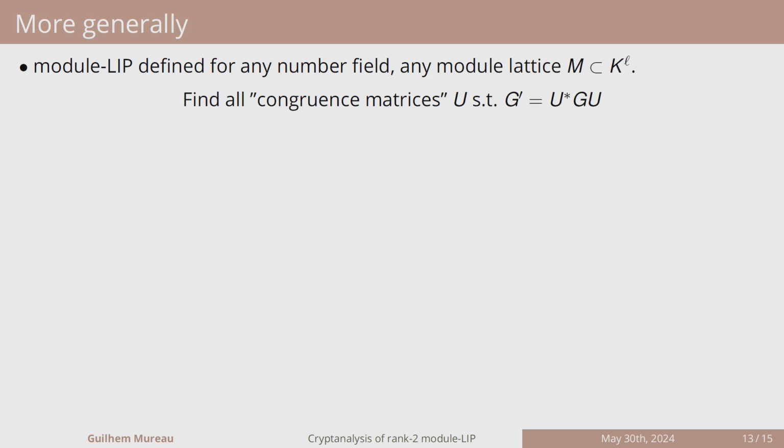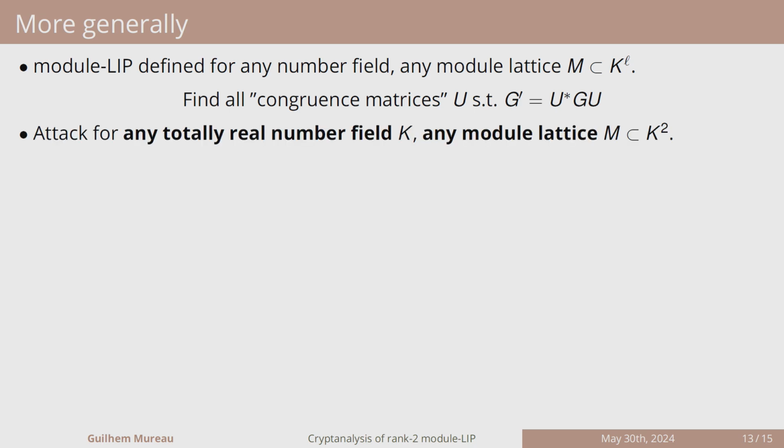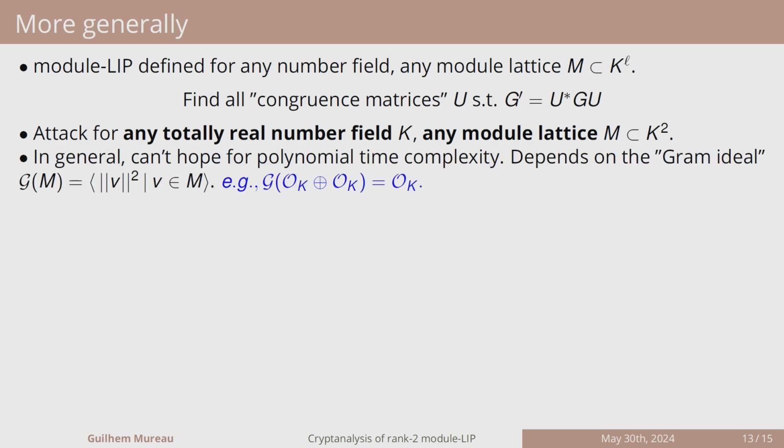More generally, we can define module leap for any number field and for any module lattice. Module lattices of any rank, and it looks like something like: given 2 gram matrices G and G prime, which are congruent, find all matrices U satisfying G prime equals U star G U. The attack I just presented works for any rank 2 module lattice over any totally real number field, but in general, there is an extra complication.